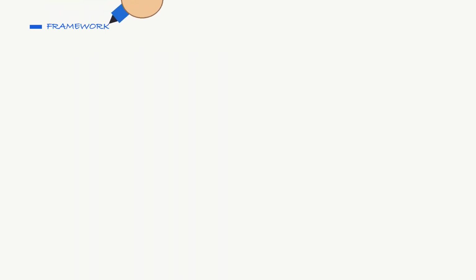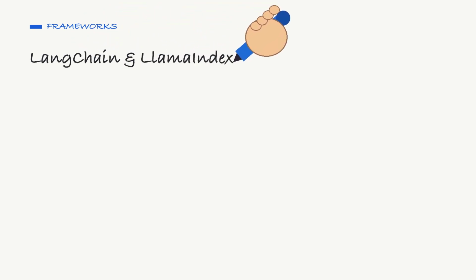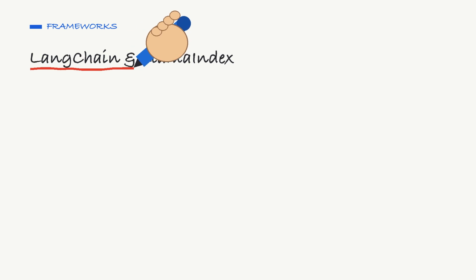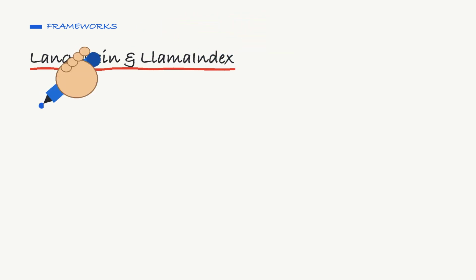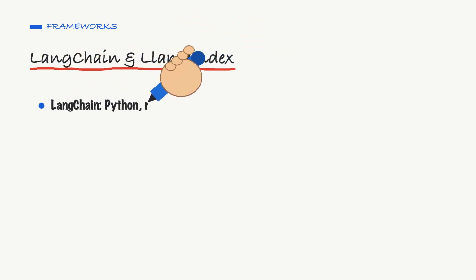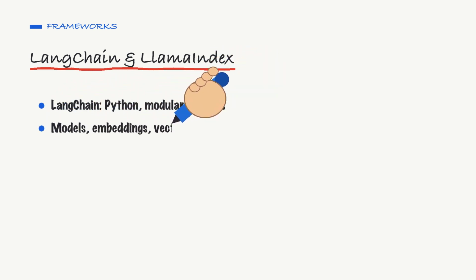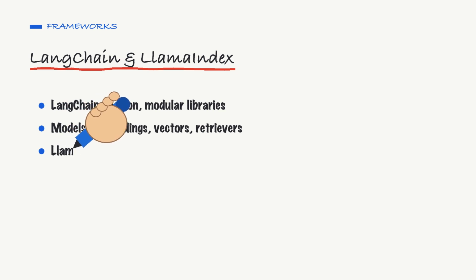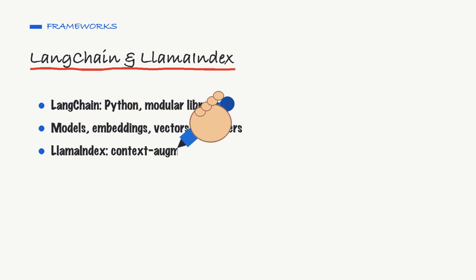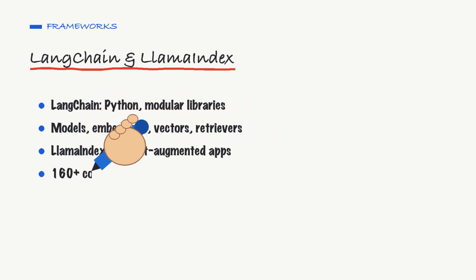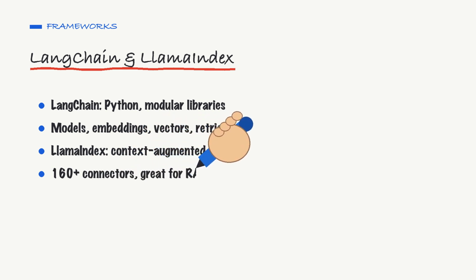LangChain is an open-source Python framework, a set of libraries that flexibly connect the core pieces of an LLM app. Models, embeddings, vector stores, and retrievers. It powers chatbots, question and answer over databases, extraction, and summarization. LlamaIndex focuses on context-augmented apps with data connectors for over 160 sources, and it's a favorite for RAG.